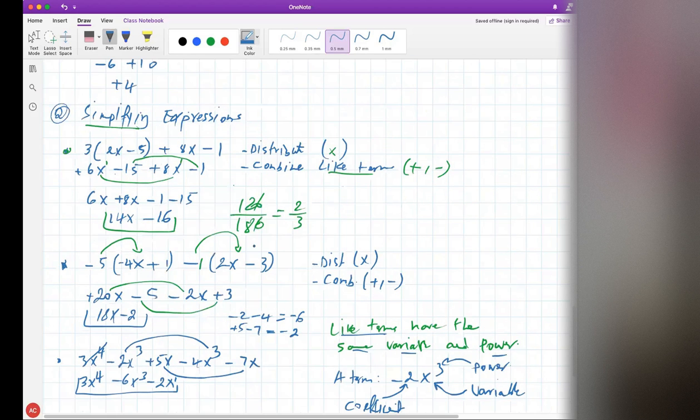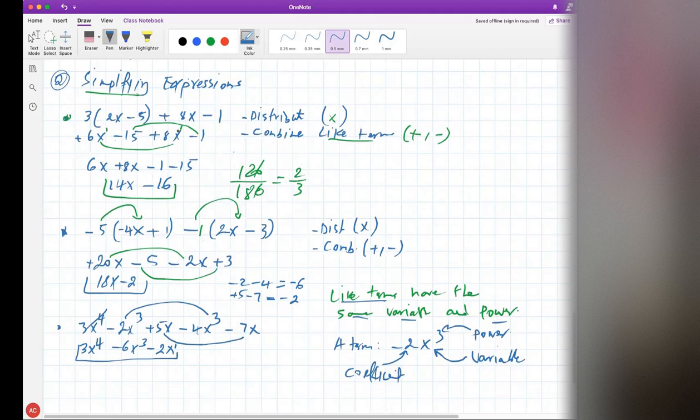Okay, so that's basically how you simplify your expressions, and we're going to see how to use this to solve equations and do a lot of other things.